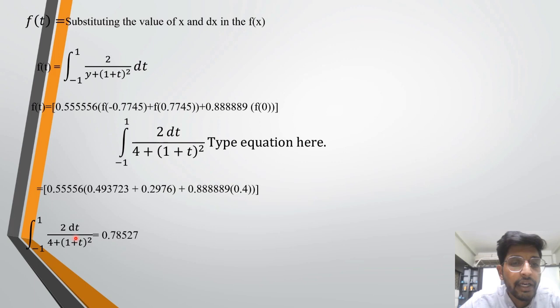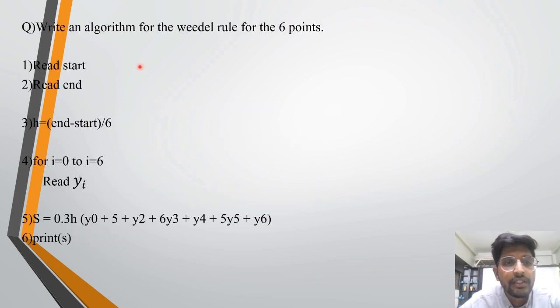Then we calculate it by substituting the values. So the integral from minus 1 to 1 of 2 dt divided by (4 plus (1 plus t) whole square) comes out to be 0.78527. So this is the solution of the integral from 0 to 1 of 1 upon (1 plus x square) dx. Here's the next question.